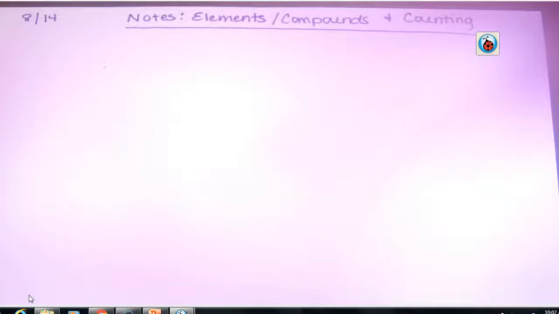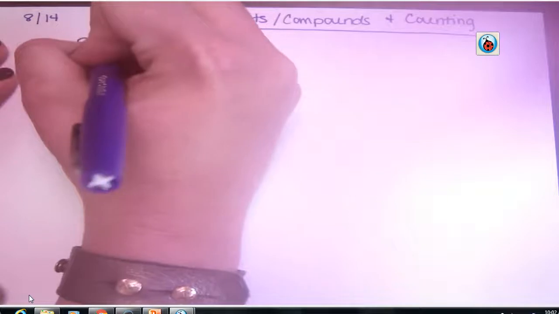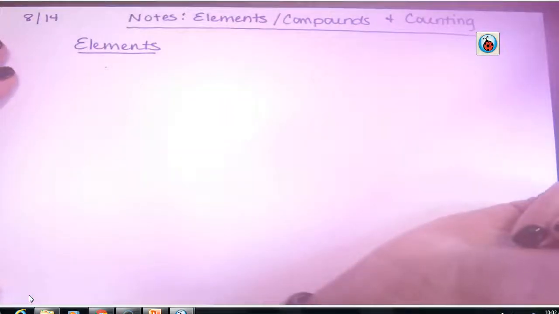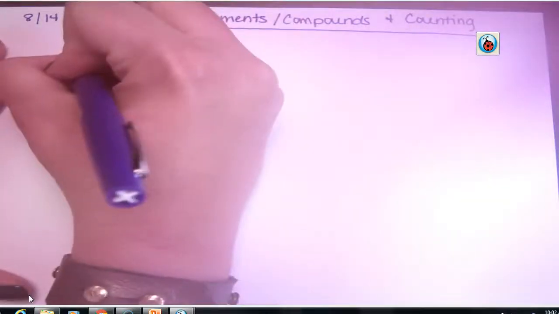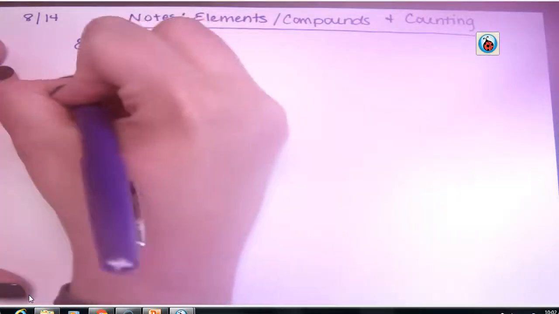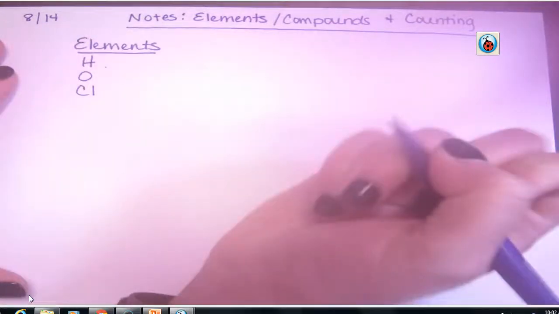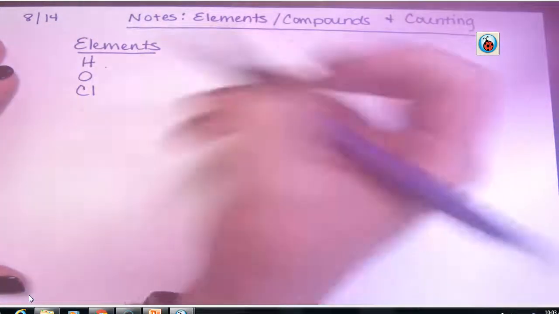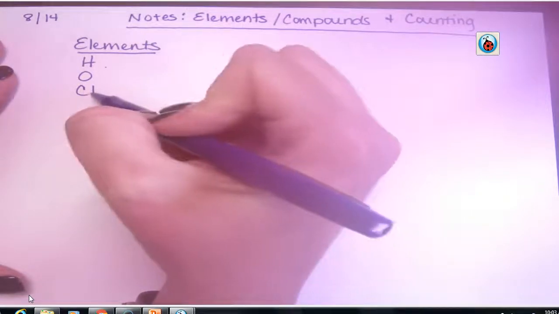So the first thing we're going to talk about: what are elements? And I just basically want a list of examples of elements. Some common elements that we might need to know are hydrogen, oxygen, chlorine. Remember that elements are either a capital letter or a capital and a lowercase letter. So this is a Cl, it's not Ci, it's Cl.